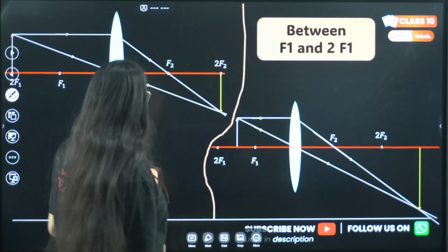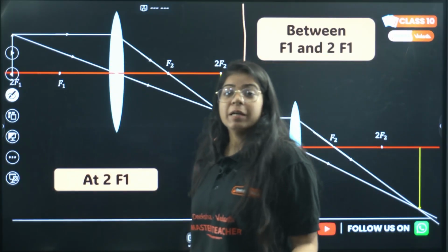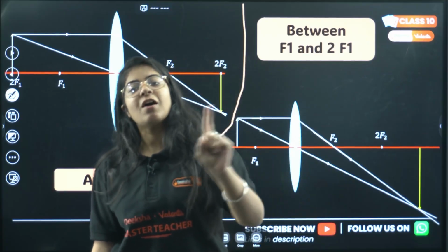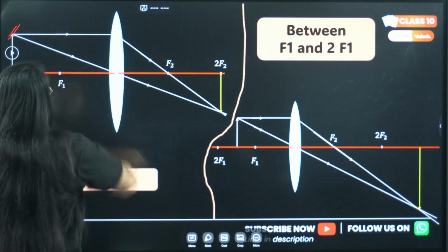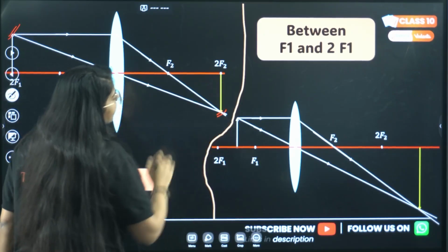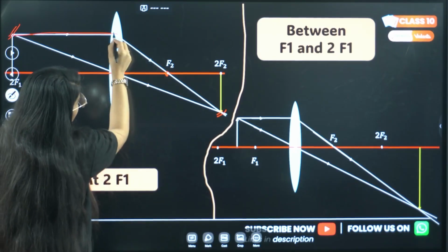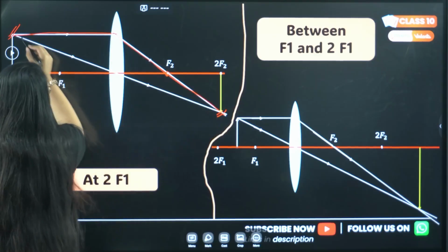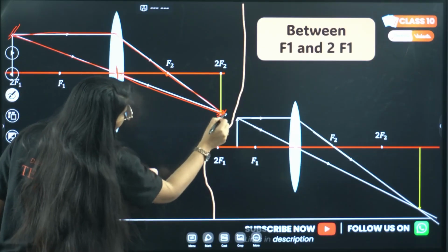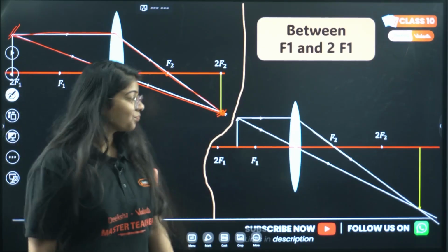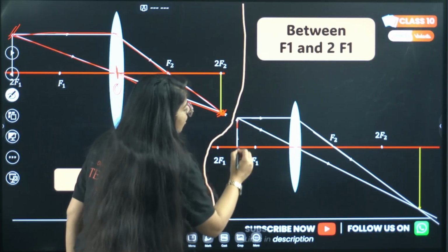Let's move on to the next. Now at 2F2, just like center of curvature, the image will also be at center of curvature and it will be of same size. Just like that, here also at F2, when we have object at F2, the image will be made at F2. One ray will come parallel, refracts, passes from focus and meet at my image. The another goes from optical center again and it travels the same path and meets my image. Correct?